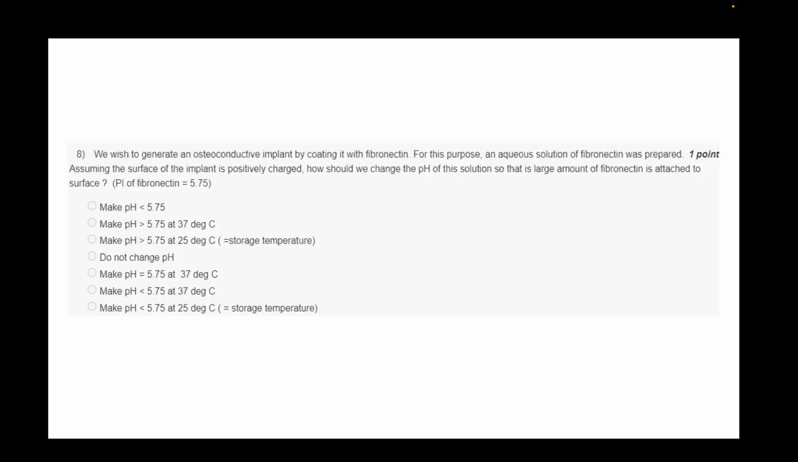Make pH less than 5.75, make pH more than 5.75 at 37 degrees, make pH more than 5.75 at 25 degrees storage temperature. Next option, do not change pH, or make pH 5.75 at 37 degrees, or make pH less than 5.75 at 37 degrees, or make pH less than 5.75 at 25 degrees storage temperature. Which of these would be the correct option here?